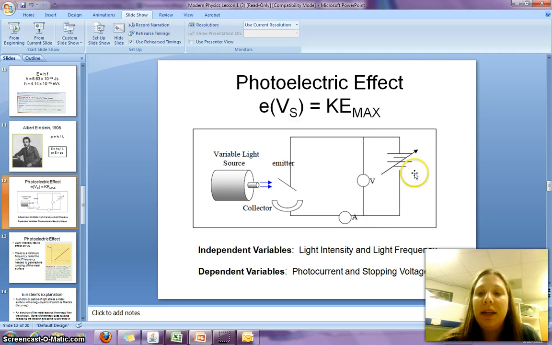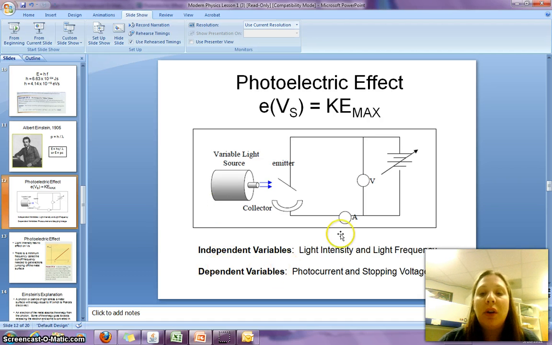Now over here you'll see this, which should be unfamiliar to you. We've never looked at anything like this. This is a variable voltage source, which essentially means that you can adjust the voltage to whatever you want. And then here a voltmeter that measures that. So in this type of experiment, you have two independent variables. There's light intensity, which is controlled by the source, and light frequency.